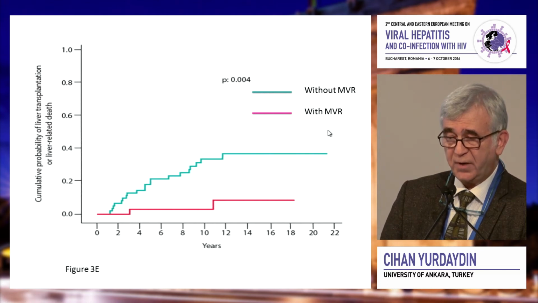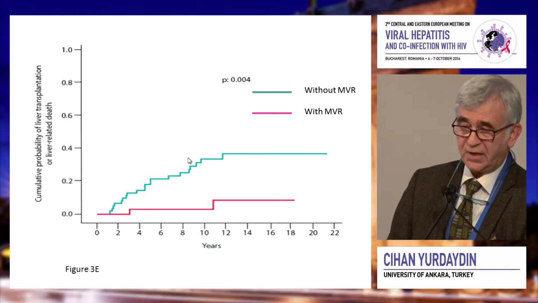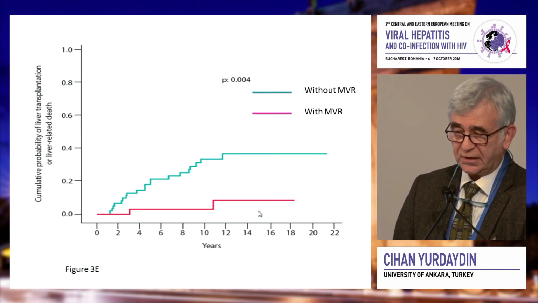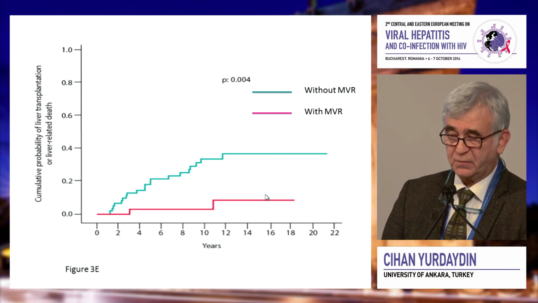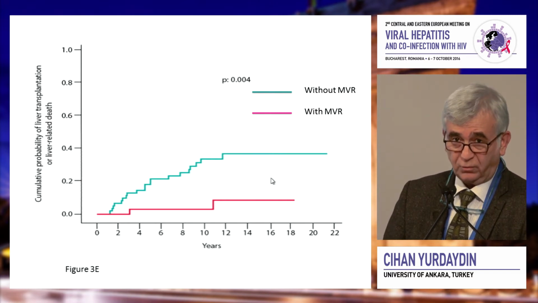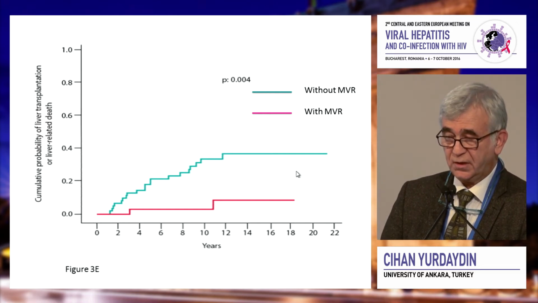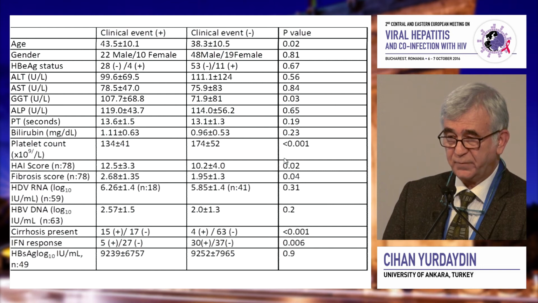And in terms of cumulative probability of liver transplantation or mortality, patients who had a maintained virologic response, as you can see on the red line, were less likely to have these outcomes, mortality or liver transplantation. So overall, having a maintained virologic response beneficially affected the natural course of disease.